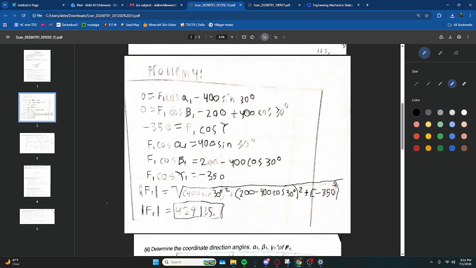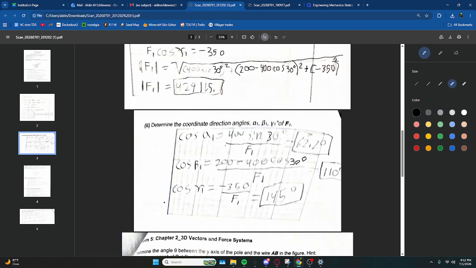To calculate the magnitude, I did the following. Magnitude of F1 is equal to the square root of 400 sine of 30 squared plus 200 minus 400 cosine of 30 squared plus negative 350 squared, which is equal to 429 pounds.